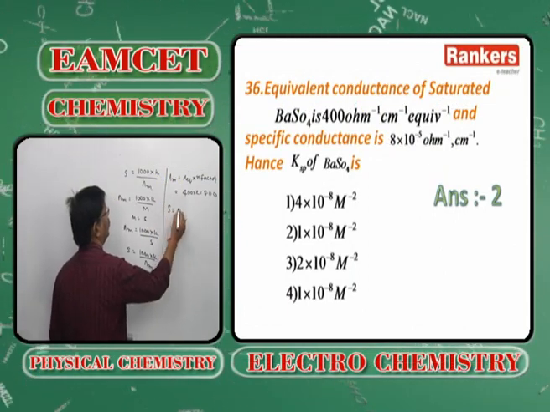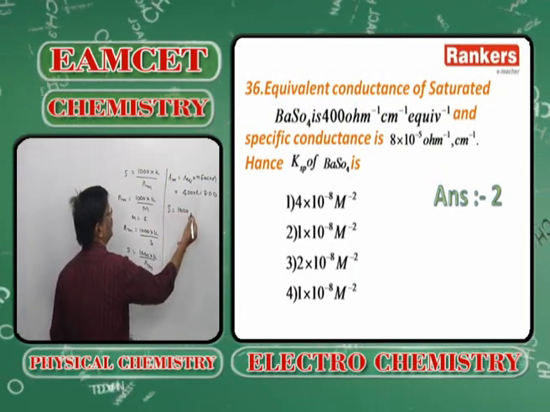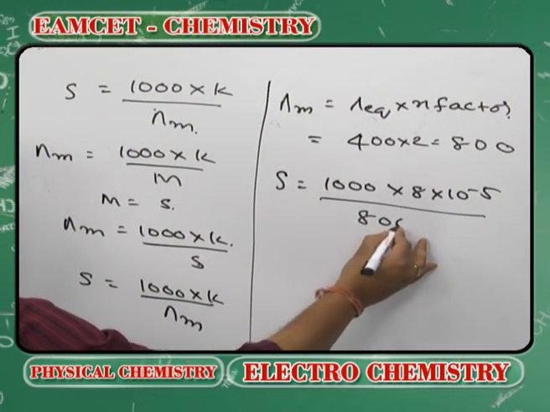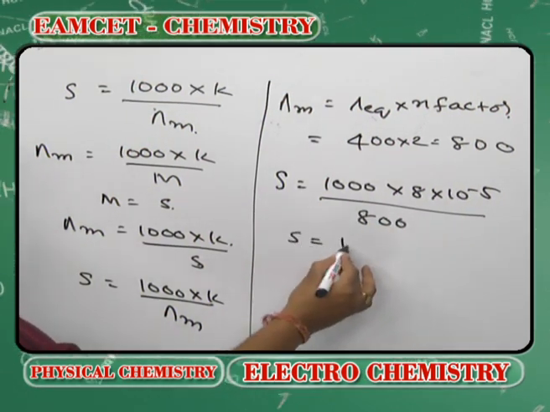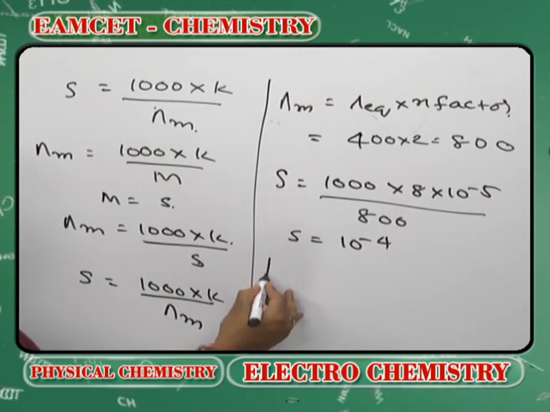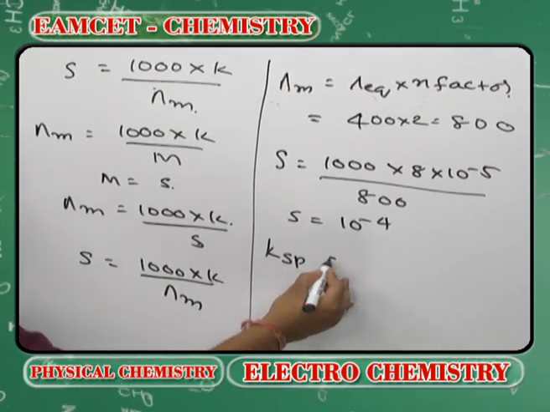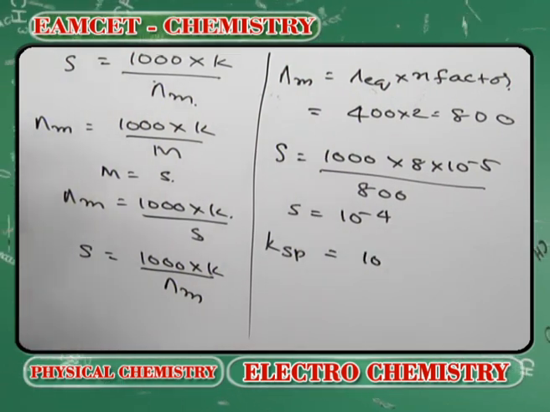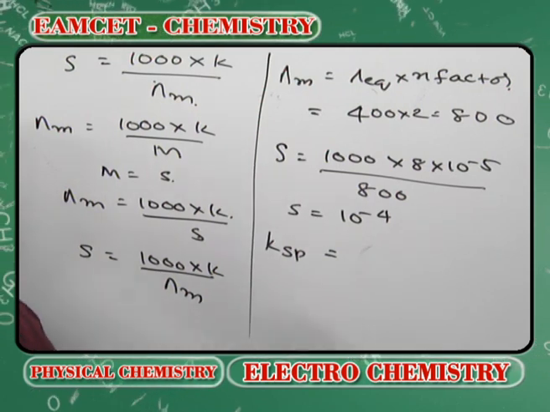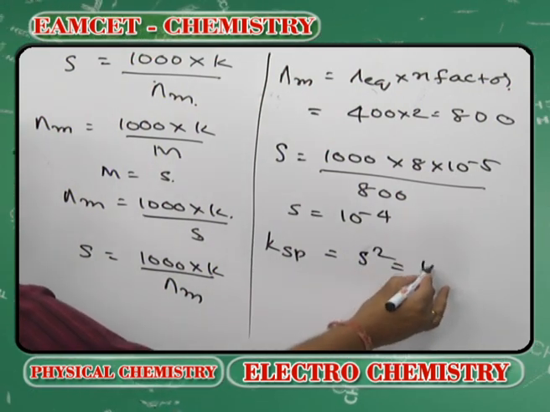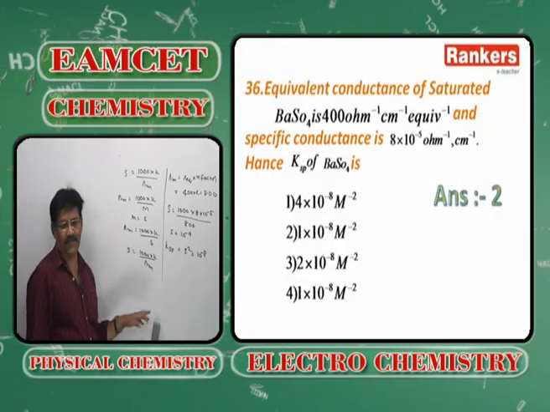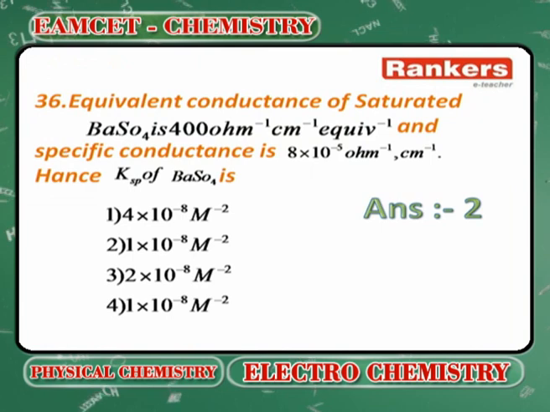Therefore, S is equal to 1000 into 8 into 10 to the power minus 5 by 800. So, S will be equal to 10 to the power minus 5. KSP value for barium sulfate will be equal to S square, that is 10 to the power minus 8. Option 2 is the answer.